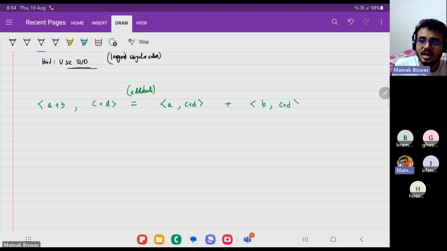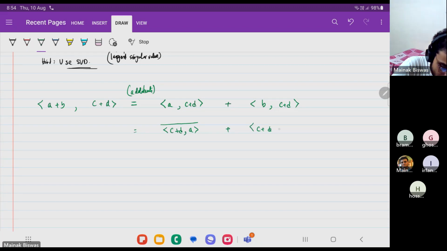Now I don't know any property. I have to use only those properties which are given to me in the four properties. So I will be using the Hermitian property, yes or no? The Hermitian property will make it C plus D comma A, plus C plus D comma B, yes or no? Yes. Now you can use additivity.